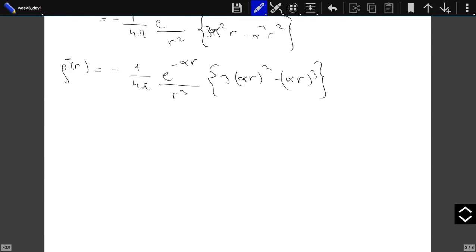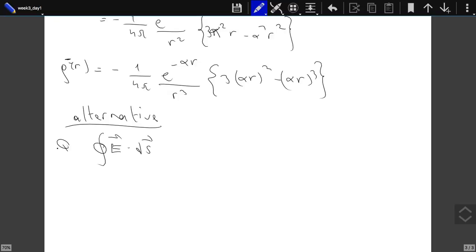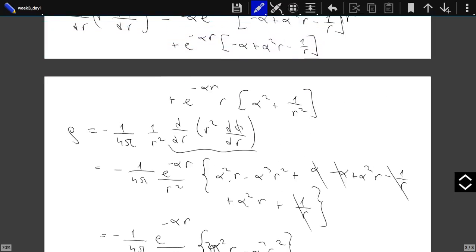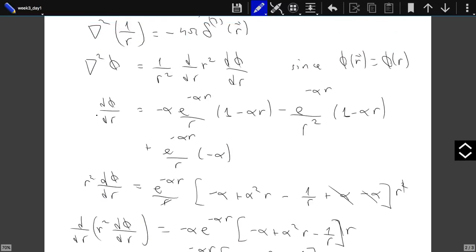Another method that you could have used is just assume a sphere, then E dot ds on the sphere is just 4 pi times Q enclosed. But on a sphere, the electric field is basically the derivative of the potential with respect to R. Because the potential is spherically symmetric, only the radial derivative exists. The theta and phi components of the electric field do not exist.